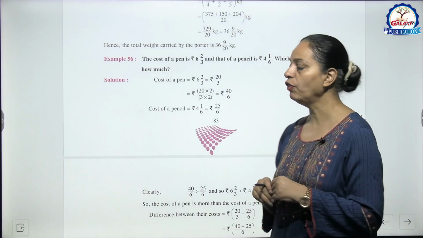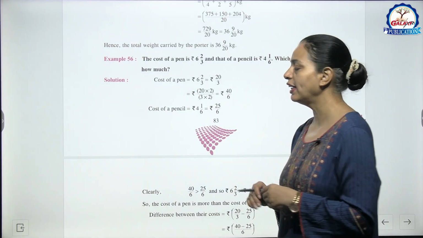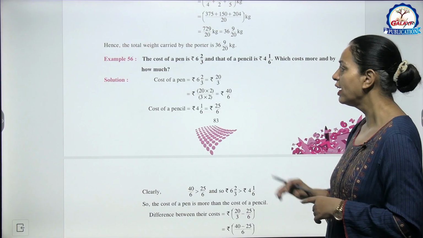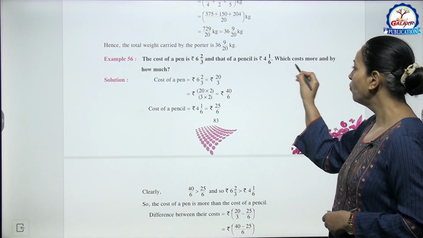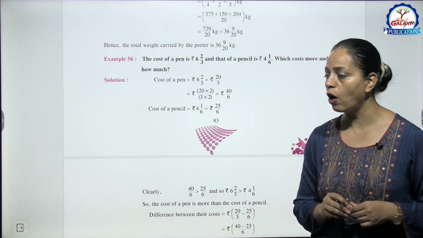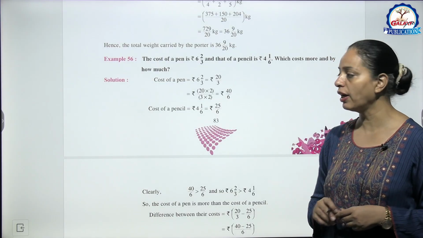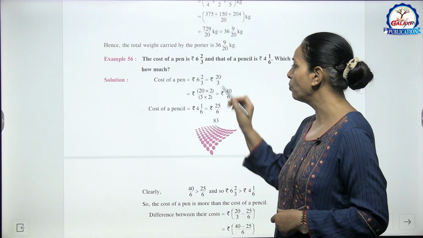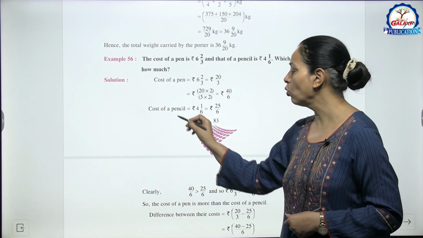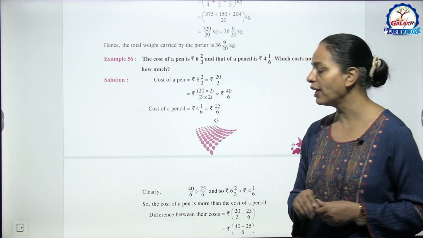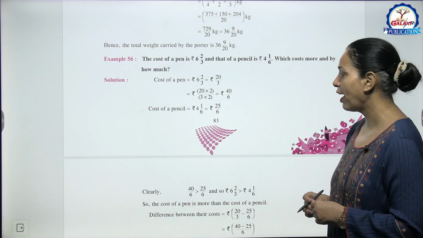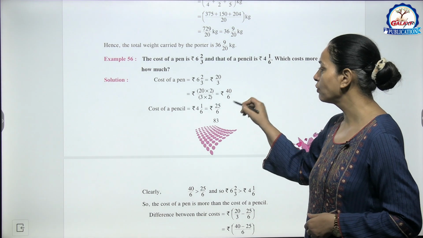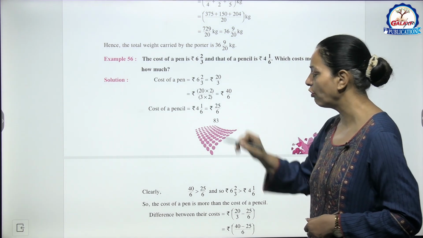Now example 56. The cost of a pen is rupees 6 whole 2 by 3 and of a pencil is rupees 4 whole 1 by 6. Which cost more and by how much? यानी दोनों को कंपेयर करना है. Cost of a pen is rupees 20 by 3 and cost of pencil is 25 by 6. So make the denominator same. LCM आएगा 6. So this becomes 40 by 6 and this is 25 by 6.